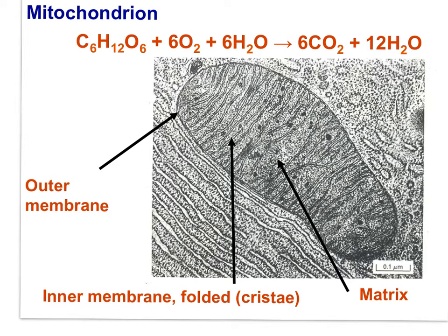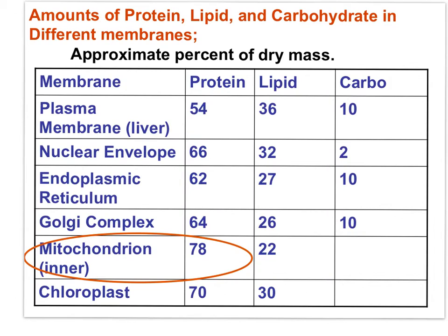The interior solution is called the matrix. The inner membrane is the region where most ATP is synthesized. The inner membrane of the mitochondrion has a huge quantity of protein embedded in it as compared to other membranes within a cell. This is evidence of its large role in the production of ATP.